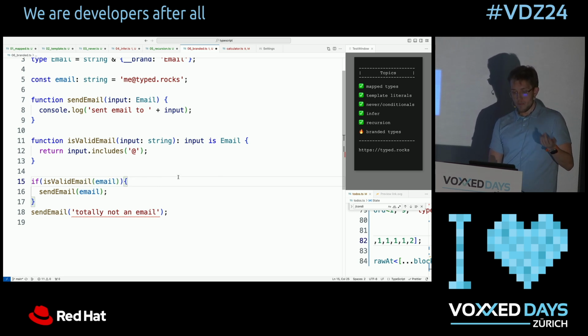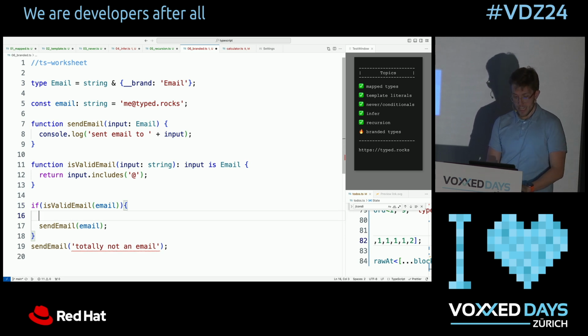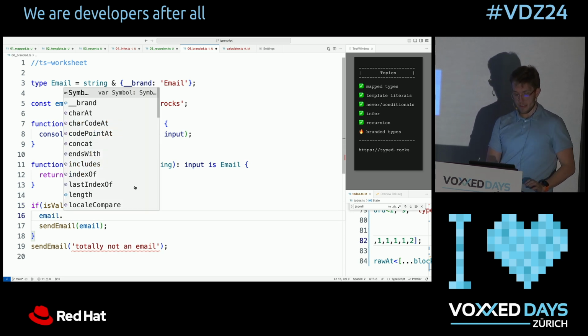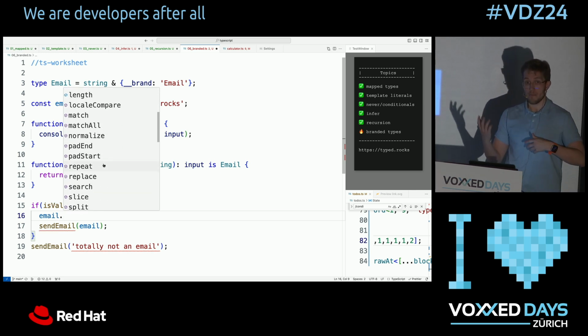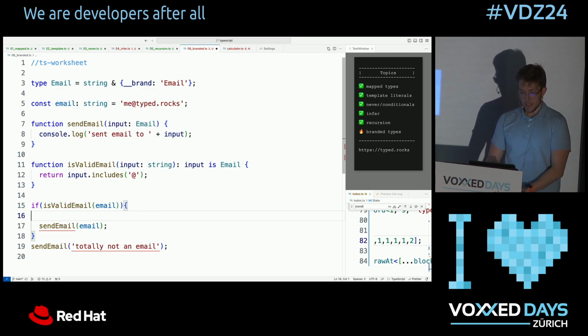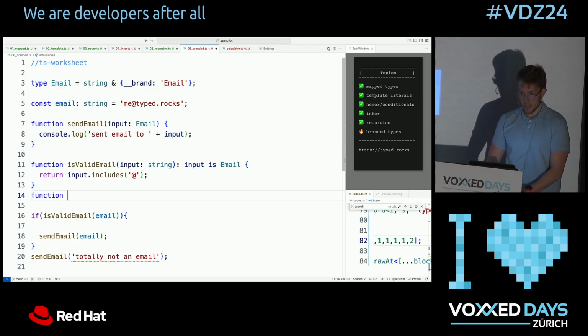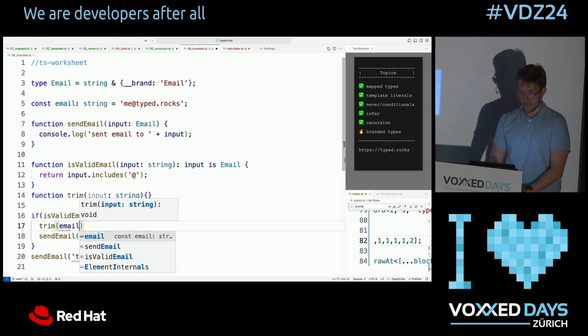And now you maybe think, well, why is this useful? Because this is still just a normal string. You can work with this like with a normal string. If I check here for the properties on this, it's a normal string which you can pass around, for example, to a function which only takes a string as a parameter. So for example, if I have here a function called trim, which takes a string, I can just call trim with my email like this.